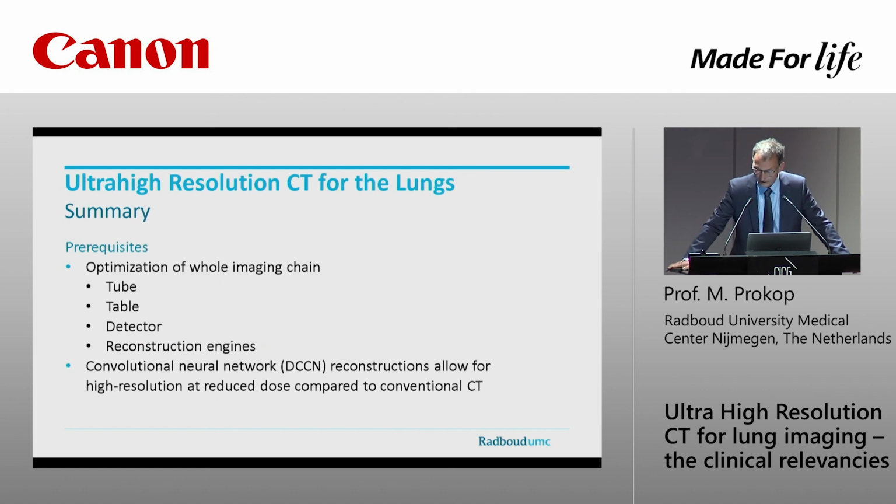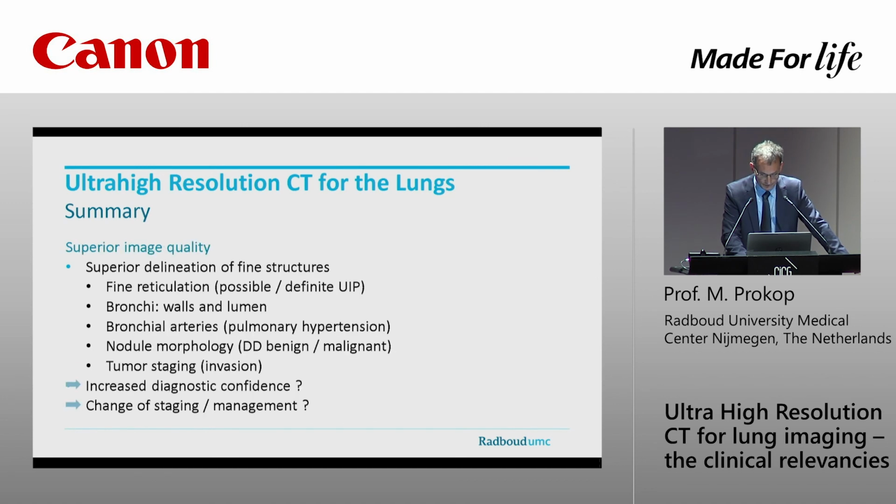So to summarize, in order to get ultra-high resolution CT for the lungs, we need optimization of the whole imaging chain. So from the tube with smaller focal spots, tables that are vibration-free, detectors that are super efficient and have super thin septae with small elements, and new reconstruction engines, we get excellent image quality. And convolutional neural network-based reconstructions actually allow us to do high-resolution imaging at a reduced dose compared to conventional CT. Most of the images I've shown you were still iterative reconstructions. The last ones, a few, were these convolutional neural network reconstructions. The image quality compared to normal CT is, of course, superior, even if you would use high-resolution mode there.